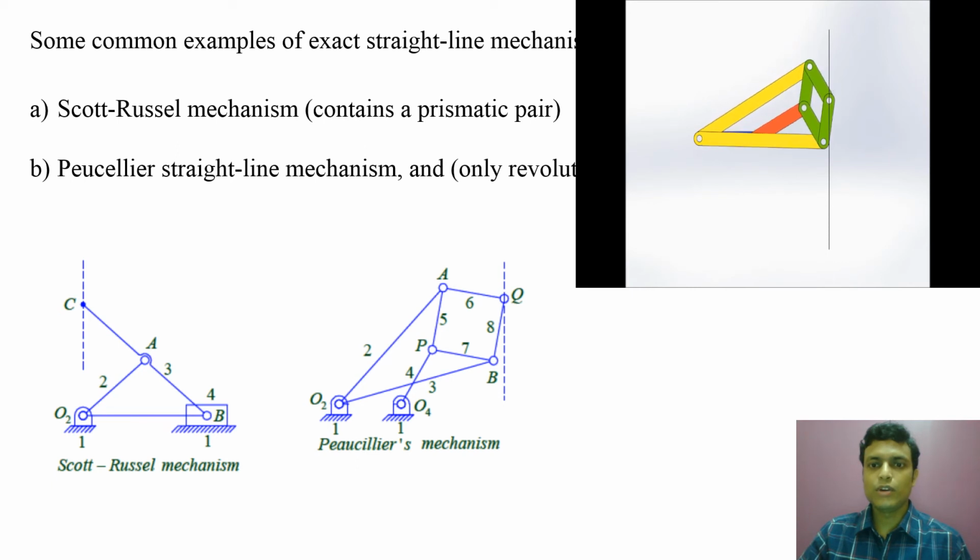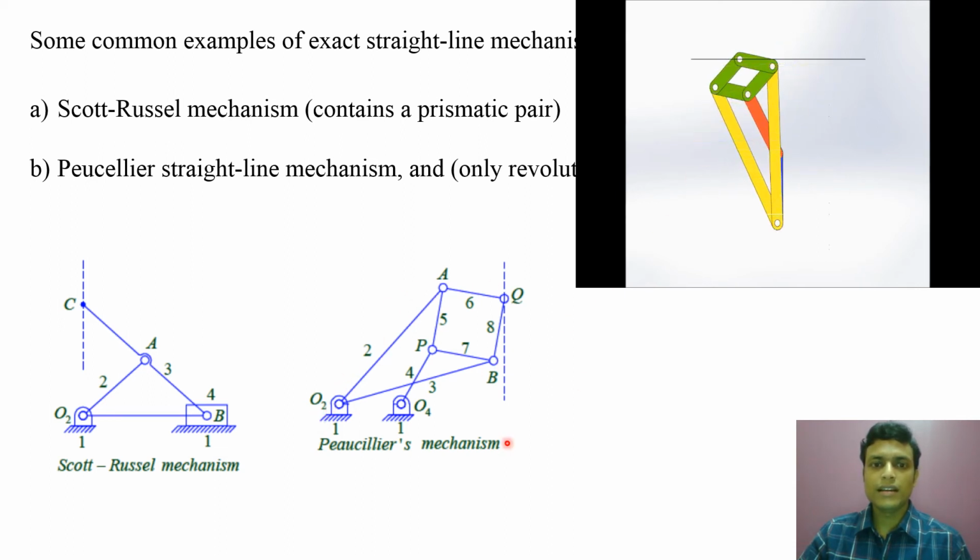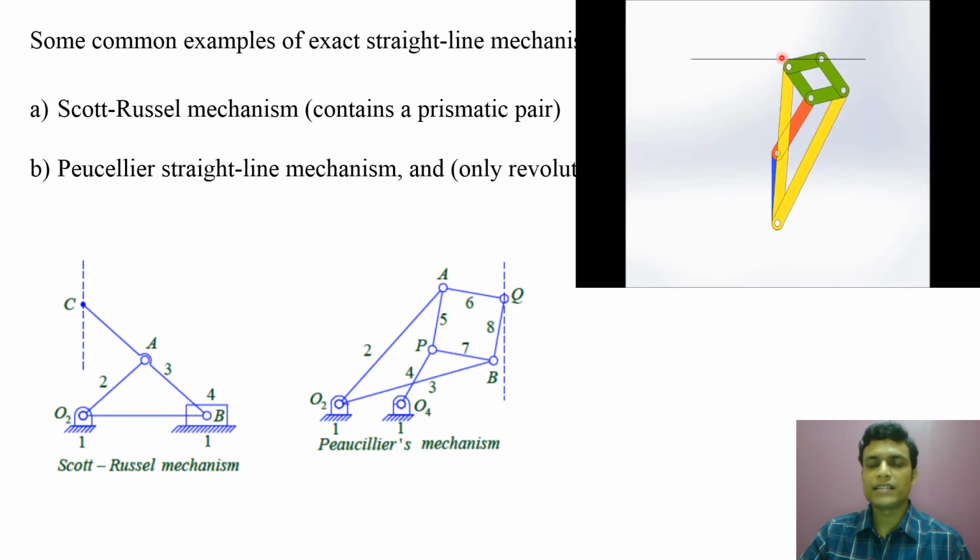This is Peaucellier straight line mechanism. The blue link is the fixed link O4O2. Yellow color links are O2A and O2B. Red color link is O4B, and point Q is generating a straight line. Point Q is generating an exact straight line because its path is a straight line.